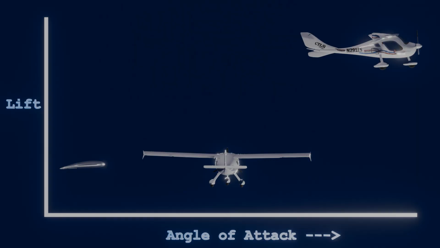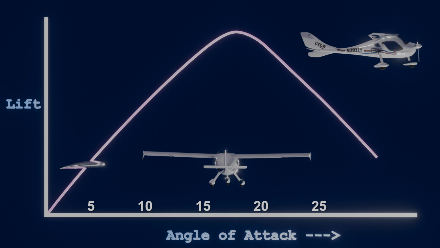A graph of lift versus angle of attack is useful in understanding these relationships. Angle of attack is plotted along the x-axis horizontally at the bottom of the chart. Lift is plotted vertically along the y-axis. Lift increases with angle of attack up to approximately 16 to 18 degrees, depending on the aircraft. After the critical angle, there is an abrupt loss of lift.